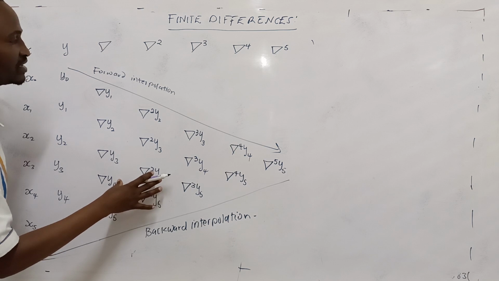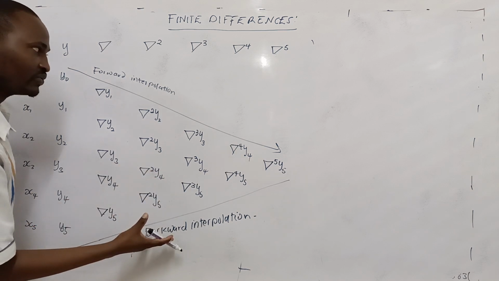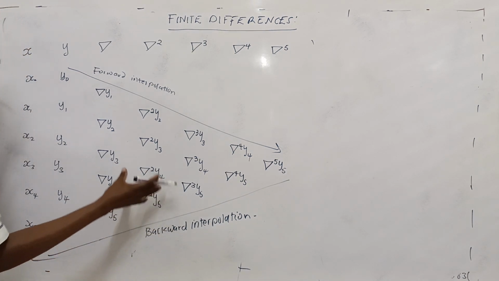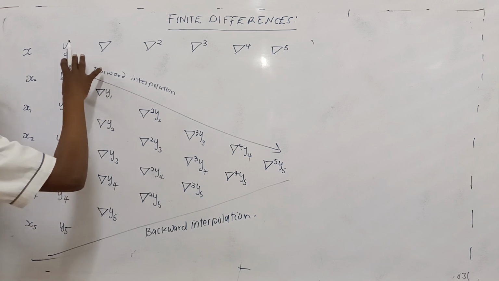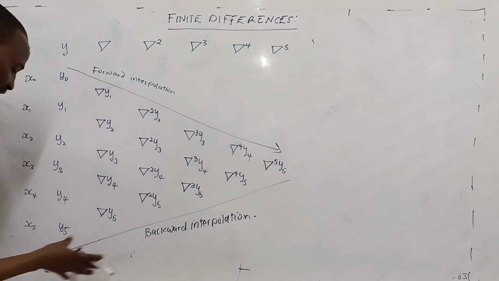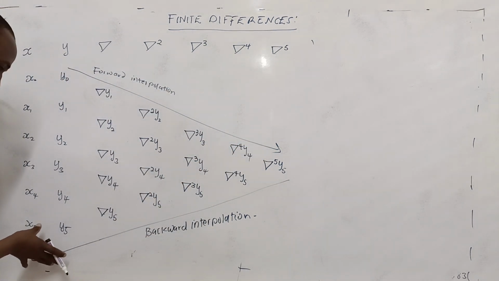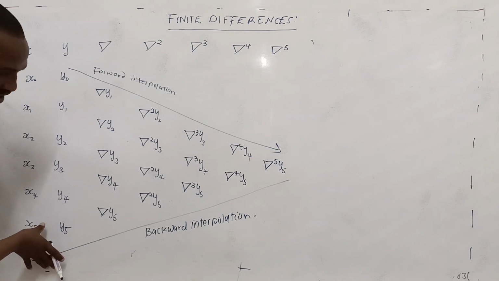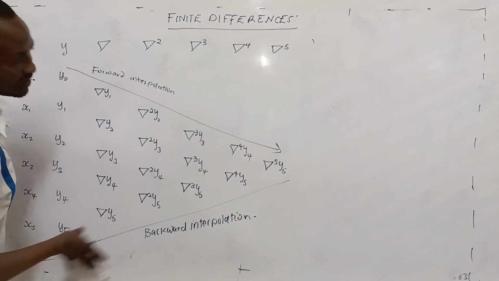Now the difference is, depending on which formula, if you're using a formula for forward difference interpolation, then you're going to use these values. If you're using a formula for backward difference interpolation, you're going to use this value here.